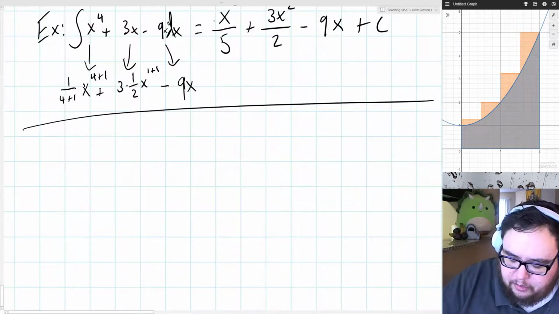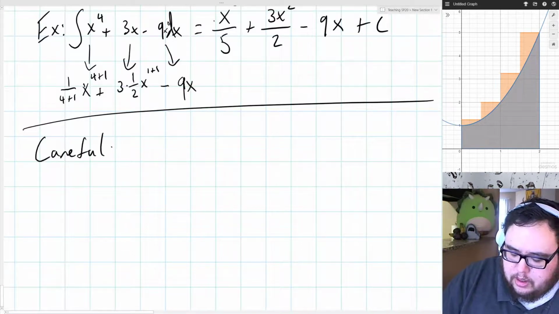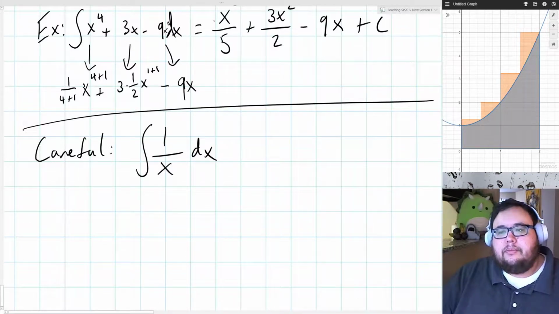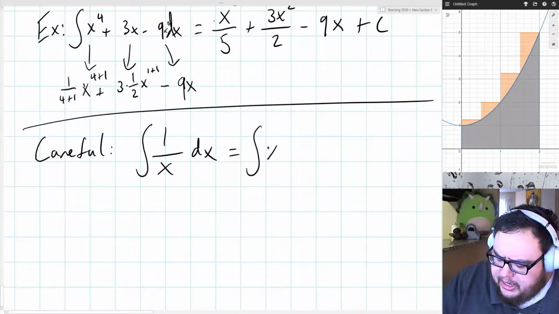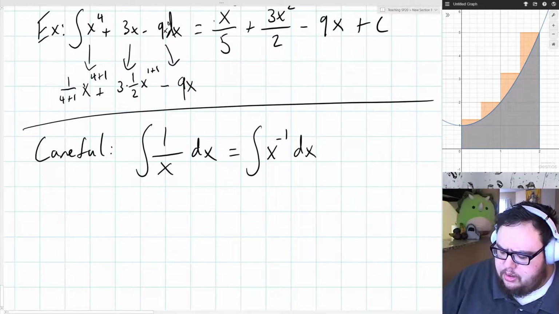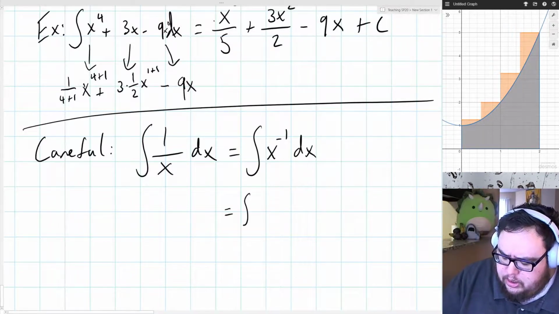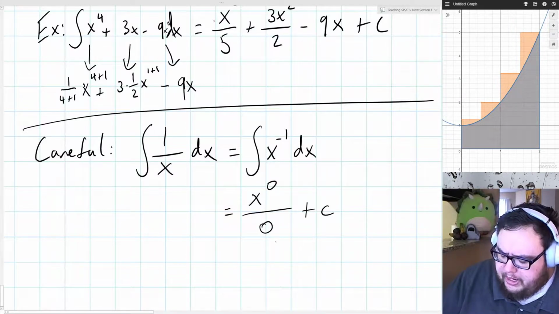So there is something to be careful with here. What is the integral of 1 over x dx? Well, that's a problem, because we want to rewrite that as the integral of x to the negative 1 dx, right? And then we'll apply our power rule for integrals. We'll say this is equal to negative 1 plus 1 is 0, right? And then we'll divide by 0. And this feels bad.